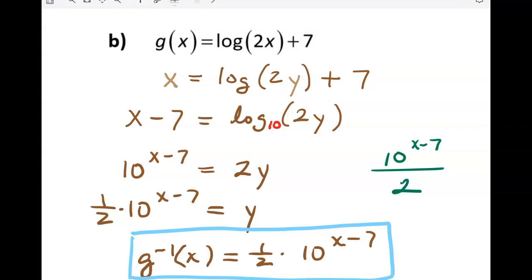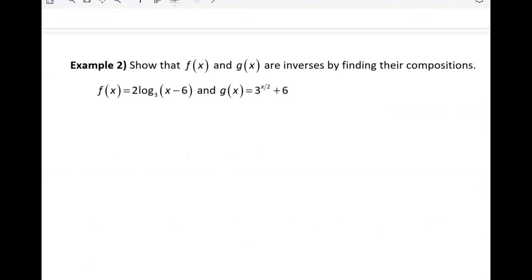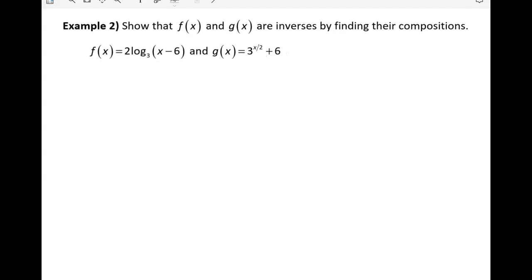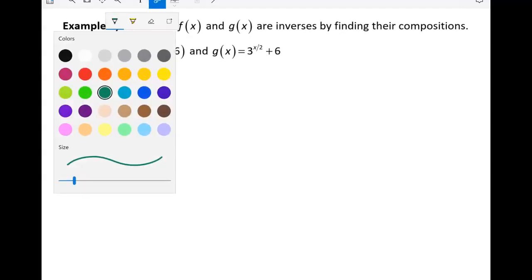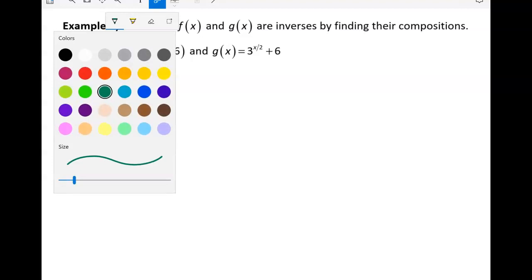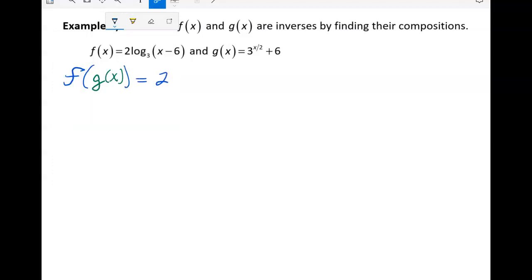All right, let's take a look at something different. These are inverses, and we're to show that they are inverses by finding their compositions. So when we say compositions, we are talking about the compositions f of g of x and g of f of x. So let's start with f of g of x. F of g of x is 2 times the log base 3 of g of x minus 6. And now we'll work our way down.